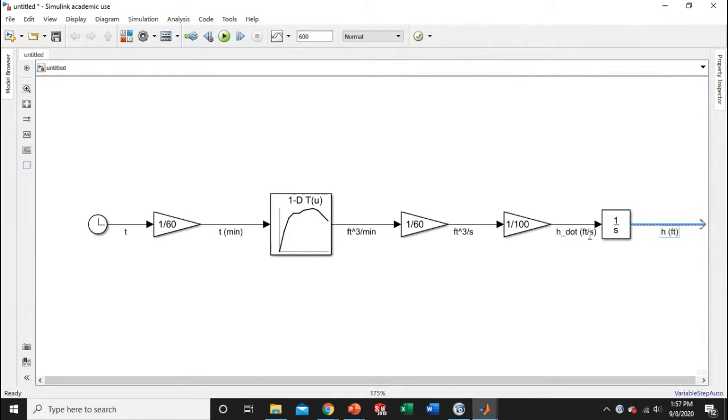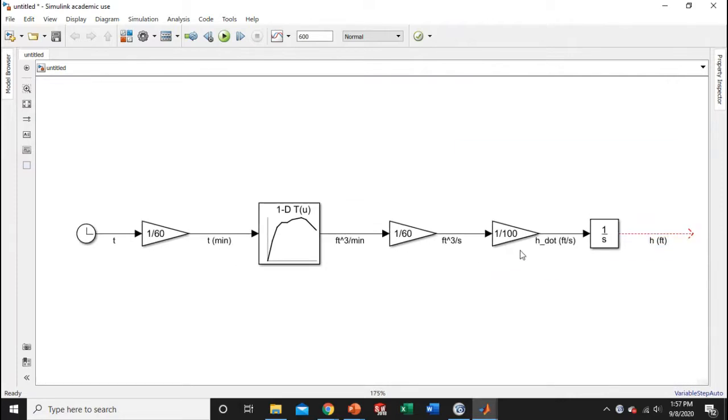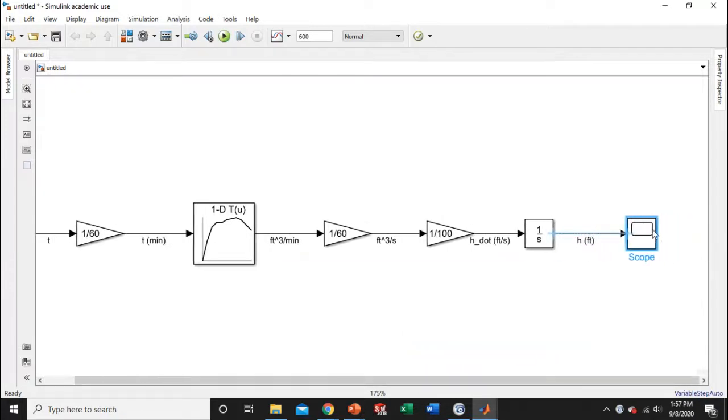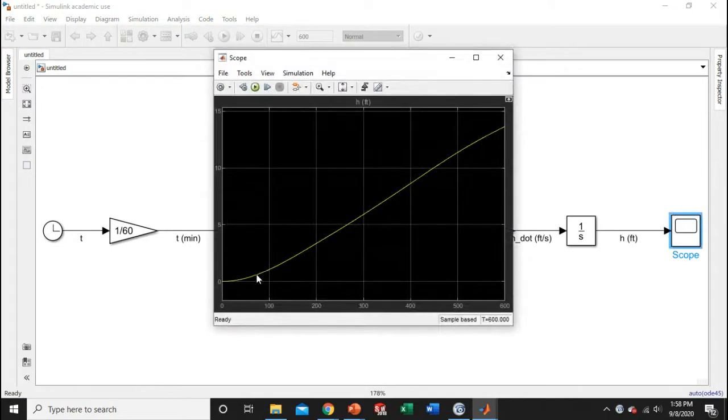Because when I integrate something with respect to time, I remove one of these, the rate term, right? And so I remove the per second, and so it's just feet. And now I'm going to plot it with a scope. And so I'm going from 0 to 10 minutes or 600 seconds, and let's run it. And that is the height of the water in the tank with respect to time.